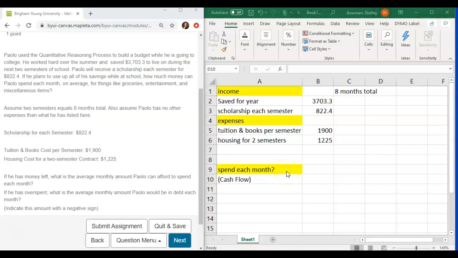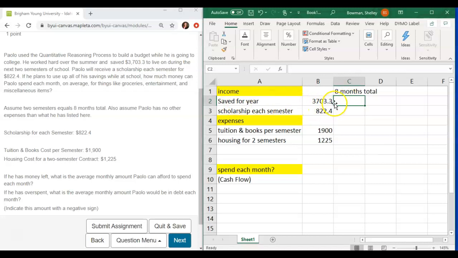The first, we can find the total for the 8 months and then divide everything by 8, or we can divide everything per month and then add up and subtract as we go along. It really doesn't matter, so I'm going to go ahead and do both. So the first one, I'm going to do the monthly.